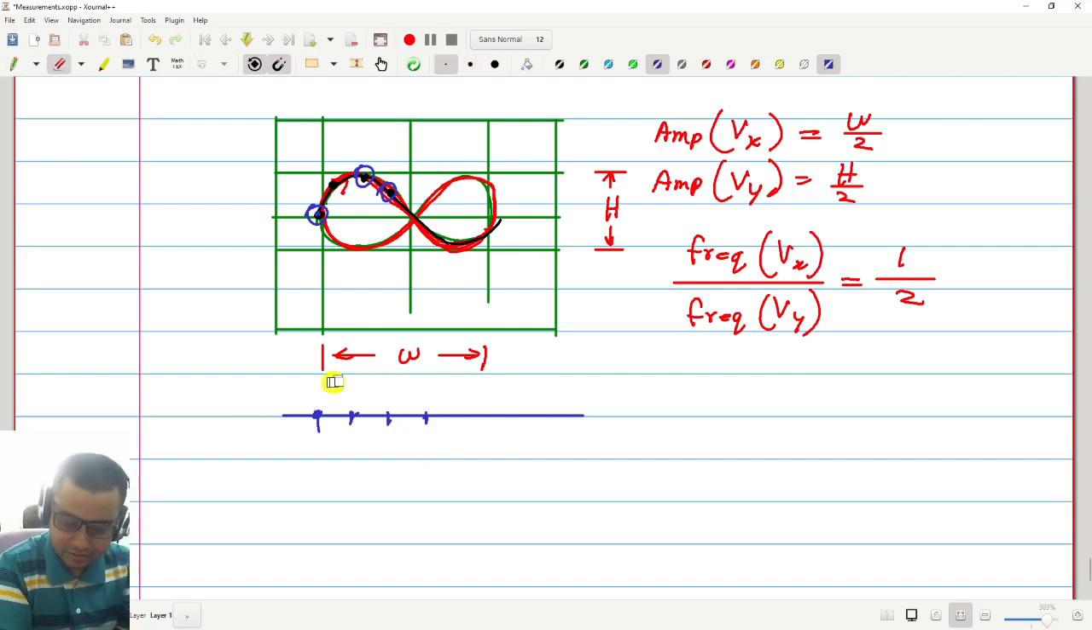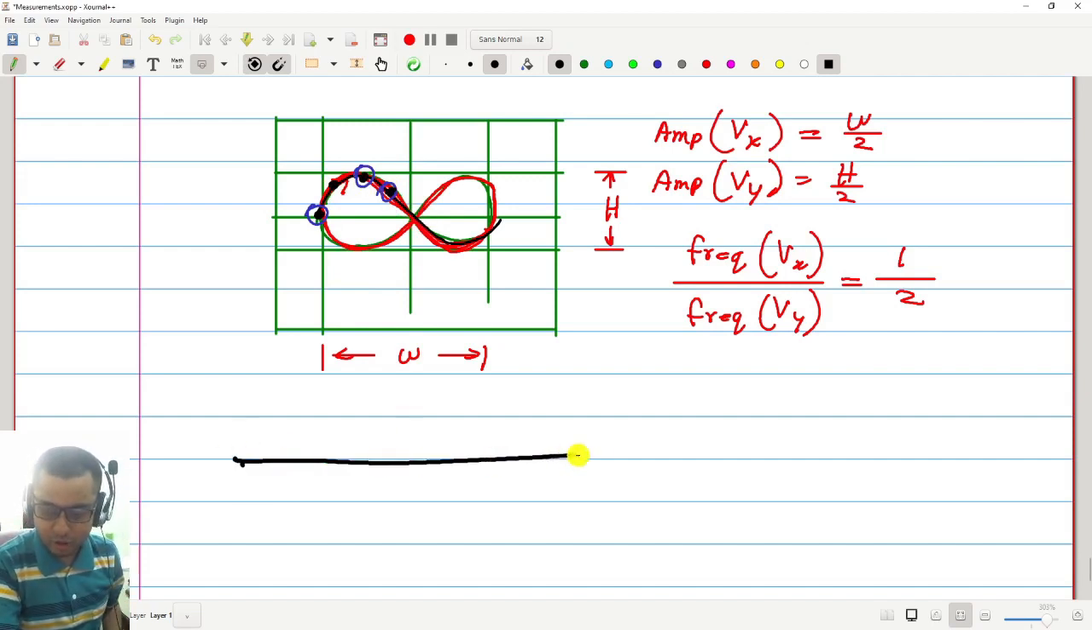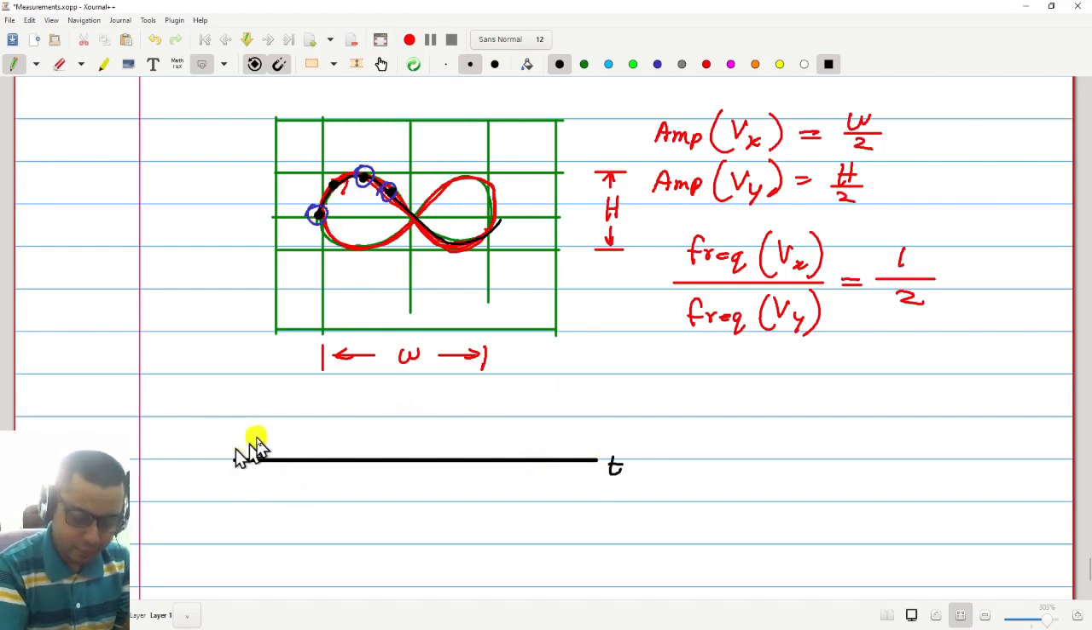Let me repeat. Suppose, let me take two cases. Case number 1, these black points. Suppose the beam is here at t equal to 0, here at t equal to 1, t equal to 2, t equal to 3. Then let me plot time versus Vy.